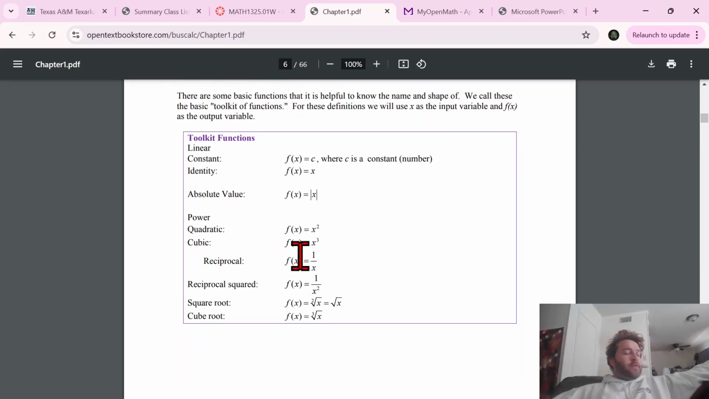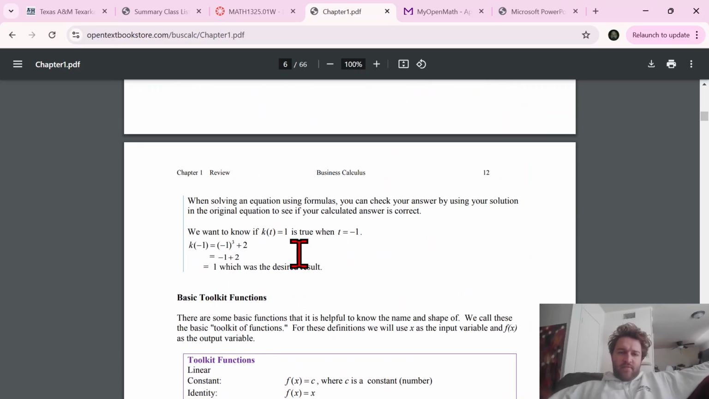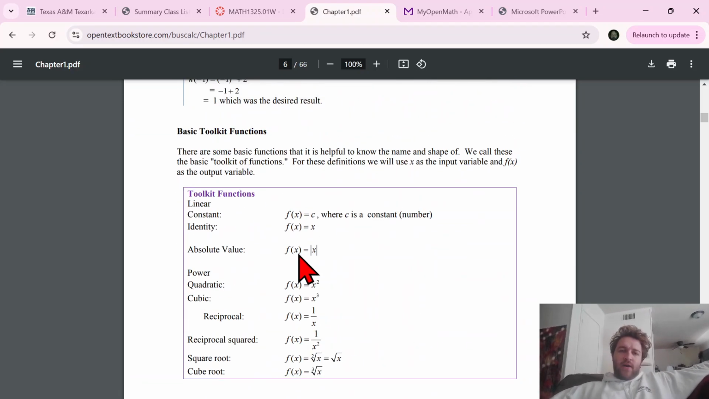Okay. The second half of this section is all about what they're calling toolkit functions. These are the parent functions, okay? So the parent functions, there's actually an entire section over this in college algebra, but they don't talk about as many of these as we're going to use. I think the ones specifically that we teach at A&M, we teach the linear or identity function. So the linear and the identity function are kind of the same thing.